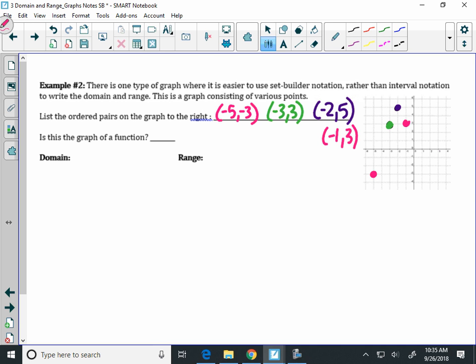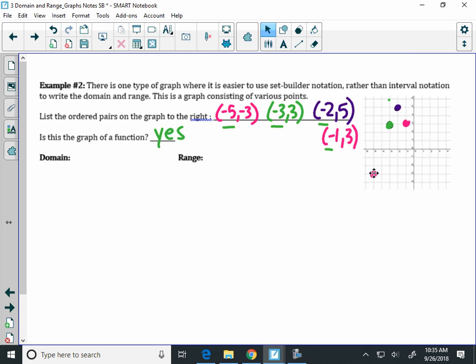So remember, first we want to ask if this is a graph of a function. You can either use the vertical line test and think that if I draw a vertical line through any of these points, it does not cross through the graph more than once, so it is a function. Or you can look at the ordered pairs and notice that none of the x values repeat themselves, so it would be a function here.